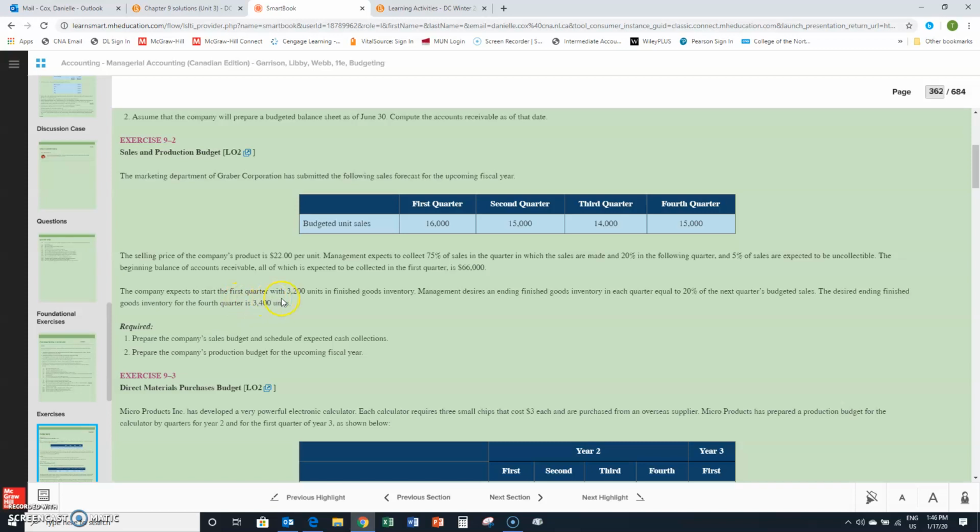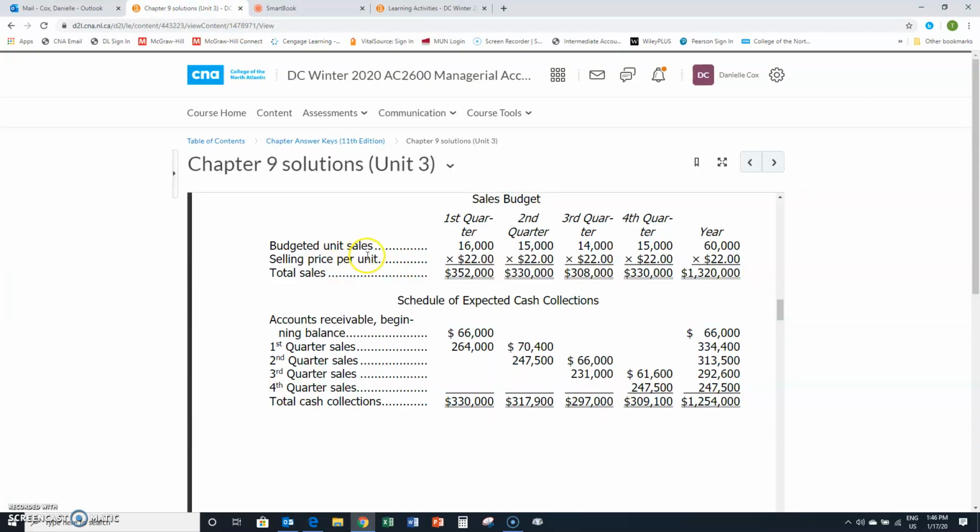The company expects to start the first quarter with 3,200 units in finished goods inventory. They want an ending finished goods inventory each quarter equal to 20% of the next quarter's budgeted sales, and desired ending finished goods inventory for the fourth quarter is 3,400 units. So we go take a look.